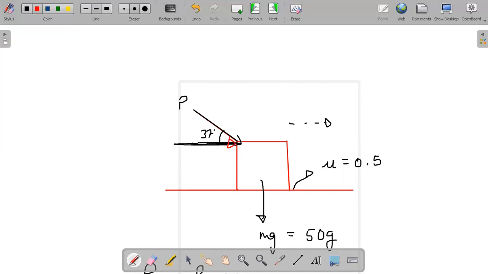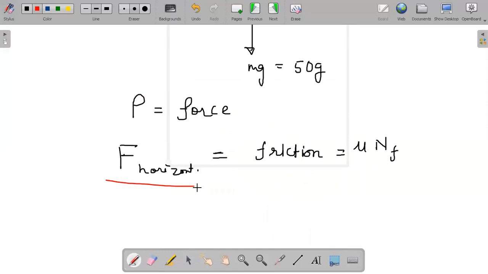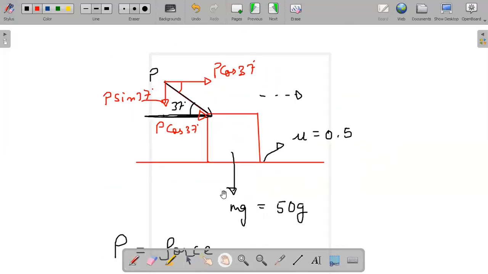Yeah. So I think this will be P cos 37. P cos 37. Okay. तो ऐसे कर सकते हो like that. If it is 37, it should be also 37. यहाँ पर, yeah. तो ये P cos 37 and this will be P sin 37. So what you need to find is force in horizontal direction. What is the force in horizontal direction?